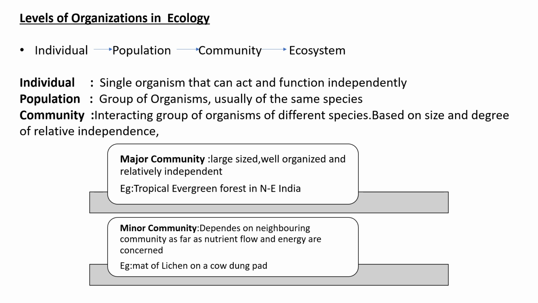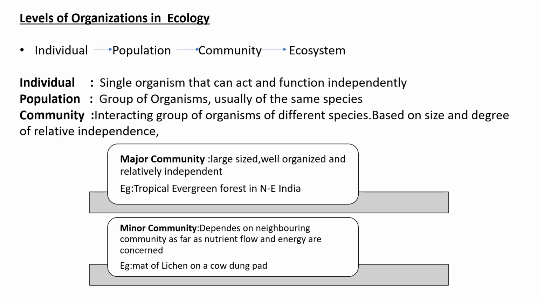Now, based on the degree of their dependence between different species, the communities can be classified into two types: major communities and minor communities. Now, a major community is a large-sized, well-organized, and independent group of species. For example, the trees in a tropical evergreen forest of the northeastern region. We can easily understand that the existence of one species of tree does not depend on the existence of another species of tree in this ecosystem. So that means there is high level of independence between various species, and hence it falls under the category of a major community.